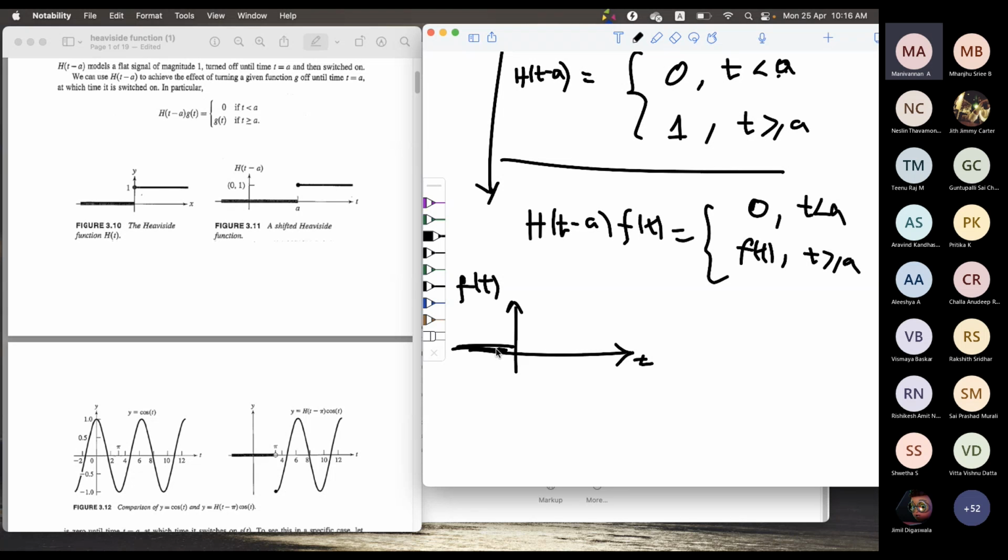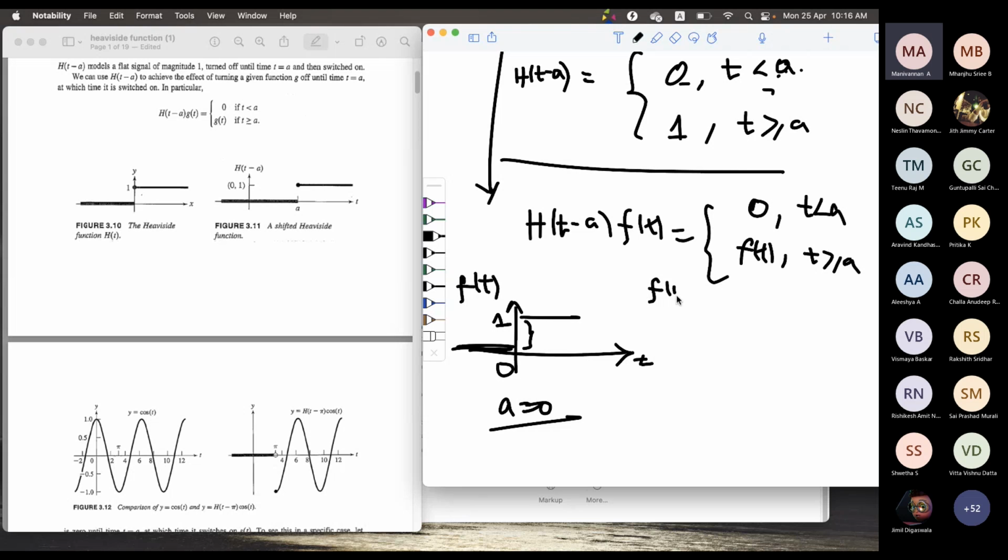So up to this point, the value is 0. Okay, my a is here, it is 0. Remaining after that, from a onwards, it takes the value and the height will be 1. Okay, there is a jump discontinuity. This is my f of t.